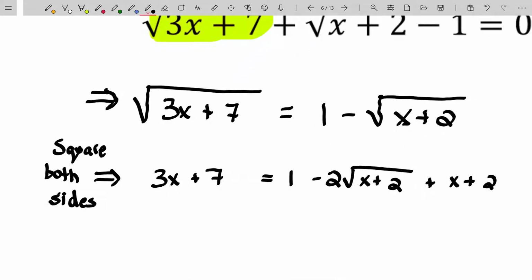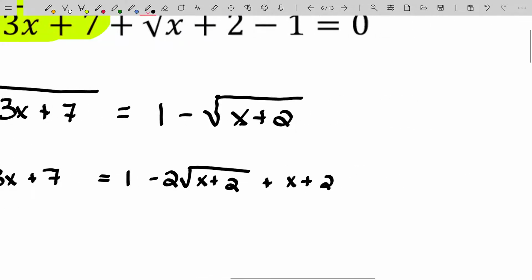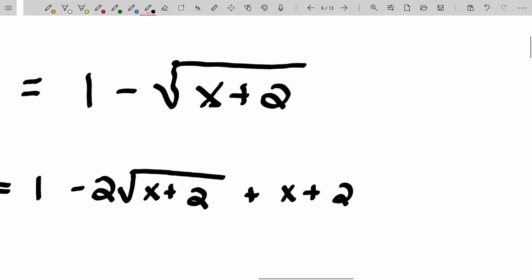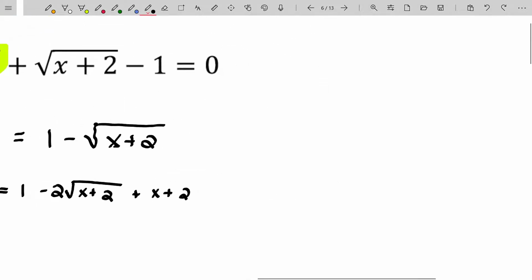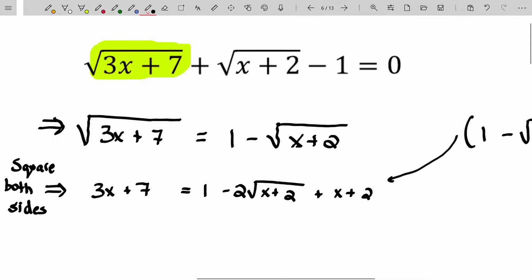That's the result of squaring both sides. I think the left-hand side's pretty obvious. You square that, the radical gets canceled with the squaring process. The right-hand side, a lot of people get this wrong because they think just squaring it makes this a 1 squared minus this squared. That's absolutely not true. When you square both sides, you're squaring 1 minus the square root of x plus 2. And so when you do that, that's a binomial. So it's 1 minus the square root of x plus 2 times 1 minus the square root of x plus 2. And when you do the mathematics, it turns into this business right here.